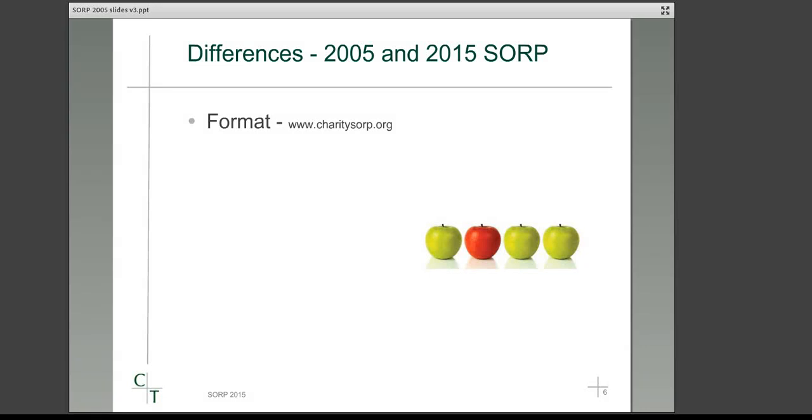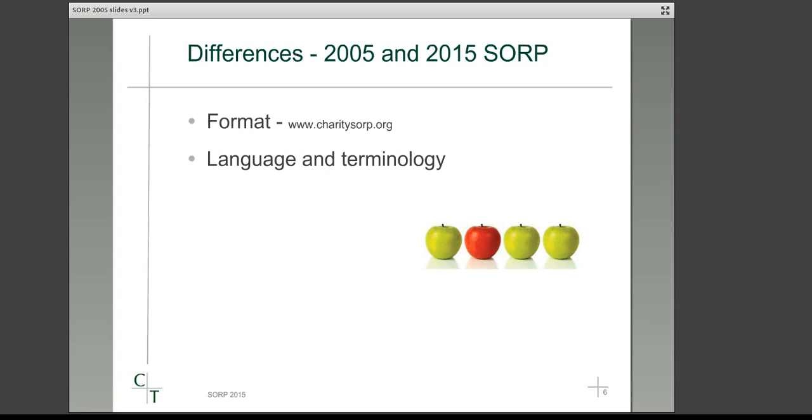It's also worth mentioning at this stage that there is a very useful micro website, and you'll see the address on the screen there, charitysorp.org. You're able to go onto this website and download both versions of the SORP, as well as help sheets which explain the differences between the SORPs, and it also helps you understand which version of the SORP you should be applying. In time, the plan is that you'll be going to this website and customizing a version of the SORP to your own type of charity, but that's currently under development.